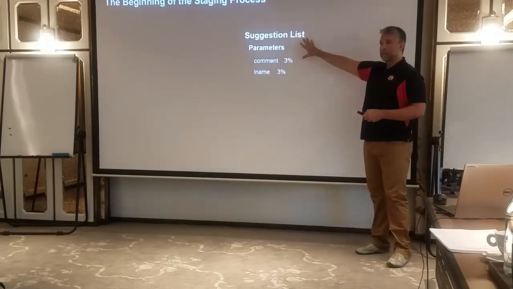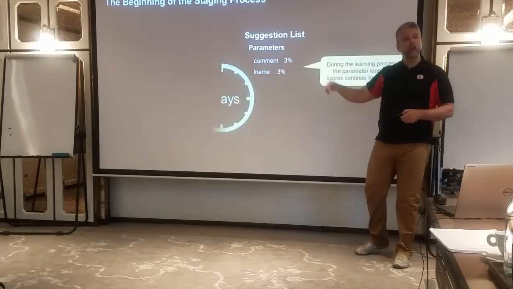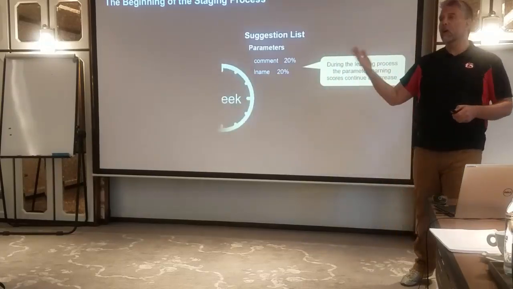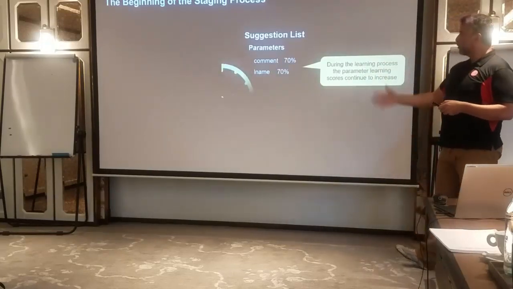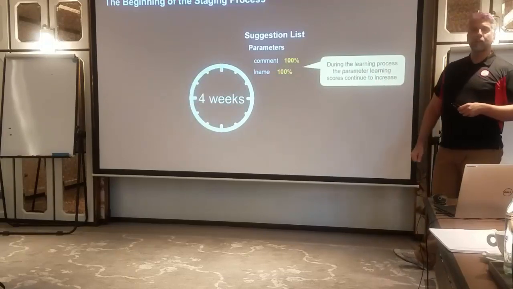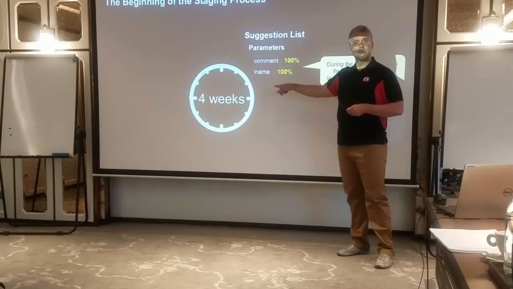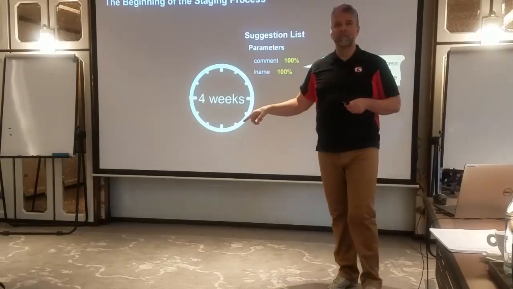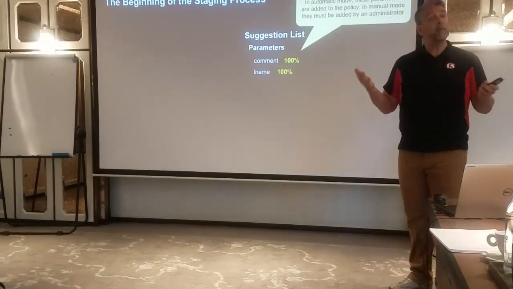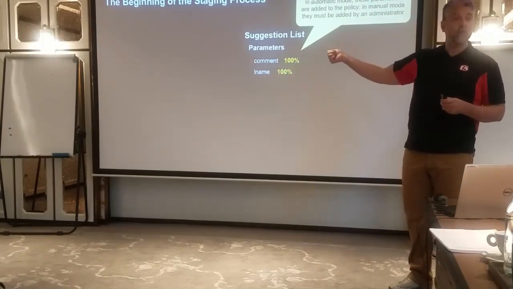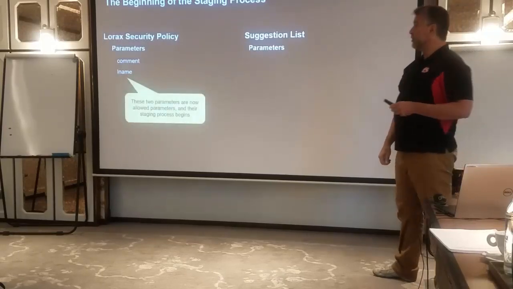We start back at the learning process. We've got these suggestions, and the suggestions have the learning scores, and the learning scores are going up slowly over time. We talked about this earlier, nothing different. After a few weeks, a couple of those learning scores have hit 100%. What happens now when it's at 100%? Well, it depends on what your learning mode is. It depends. Very good. If I'm in manual mode, I have to manually add those to my policy. If I'm in automatic mode, they will automatically get added to my policy.